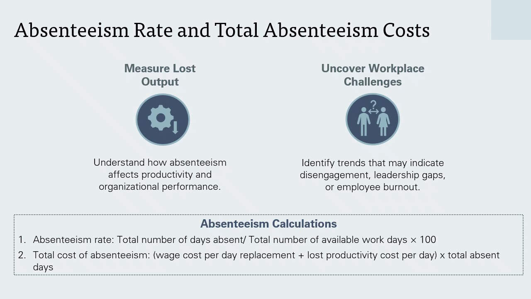Next, I will review the use cases for these metrics. The first is measuring lost output. By understanding how absenteeism affects productivity, we will ultimately understand how it is impacting the company's financial performance. These metrics can also be used to uncover workplace challenges. By observing trends in absenteeism, you will be able to identify if a team is disengaged or experiencing burnout.